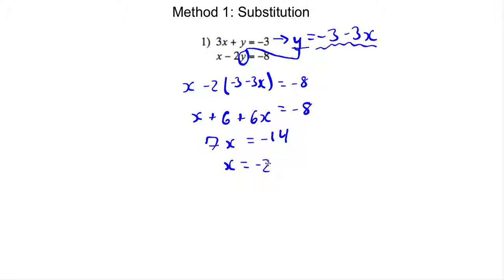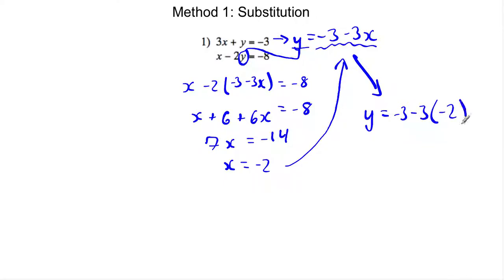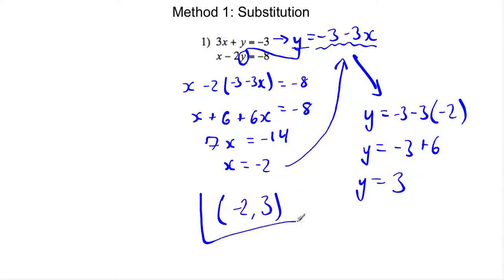Now that I have x, I can go back to this equation where I had y, and I can say that y is equal to negative 3 minus 3 times x, which is negative 2. So I get y is equal to negative 3 plus 6, so y is equal to 3. So my solution is negative 2, 3. That's my final answer. That was using substitution.